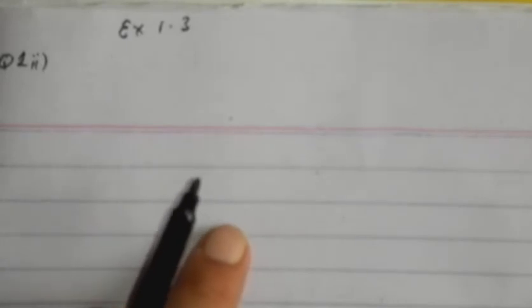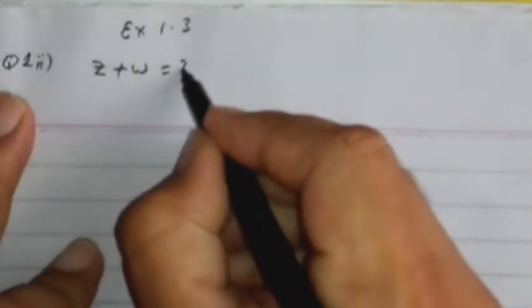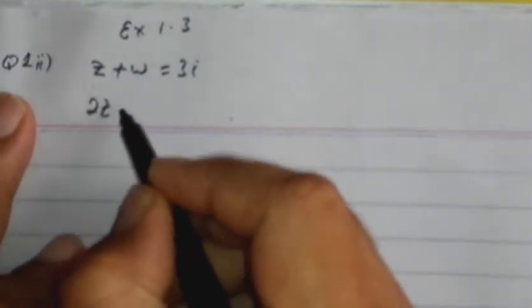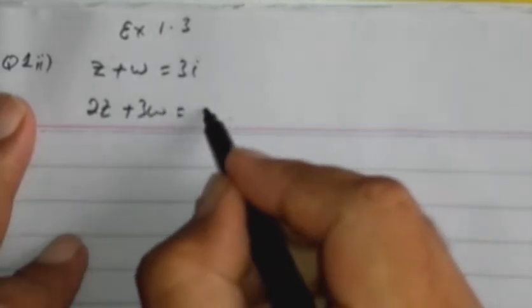Exercise 1.3, question number 1, part 2. z + w = 3i, 2z + 3w = 2.